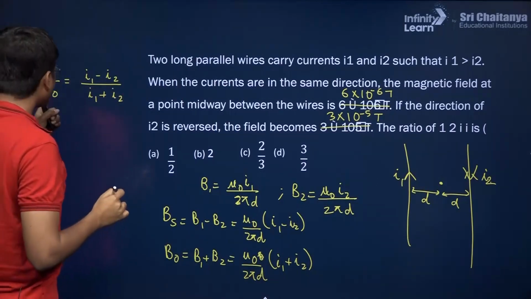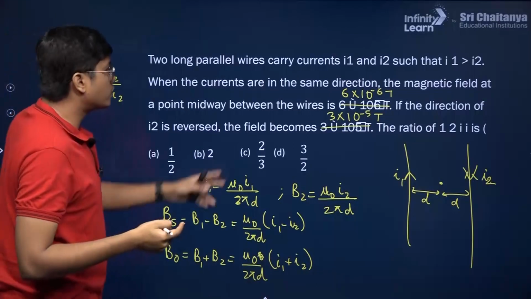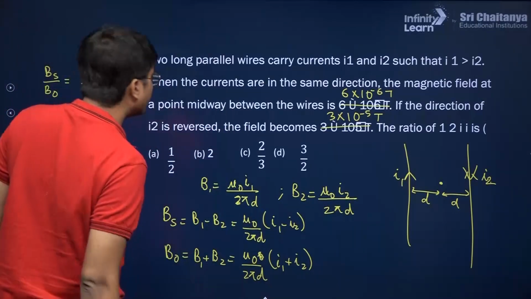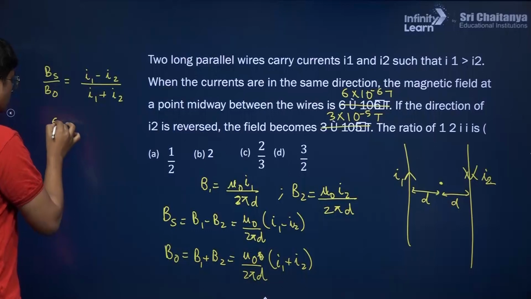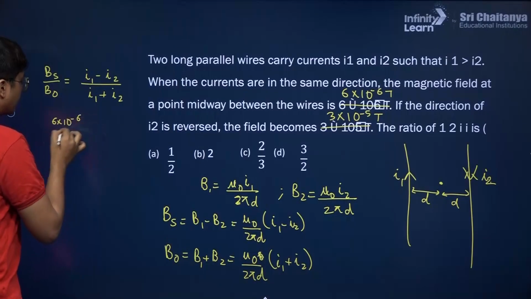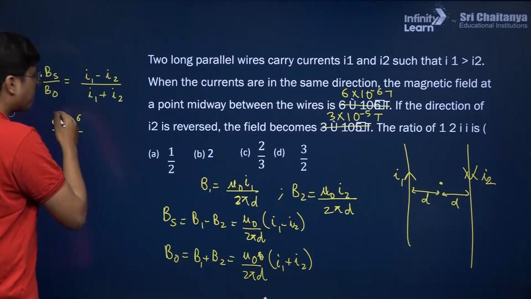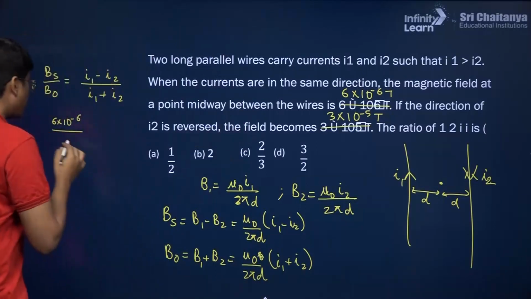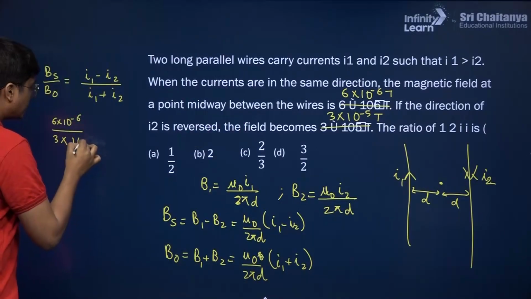So right off the bat, BS was what? Same direction was 6 into 10 to the power minus 6. So 6 into 10 to the power minus 6 divided by, here you have 3 into 10 to the power minus 5.